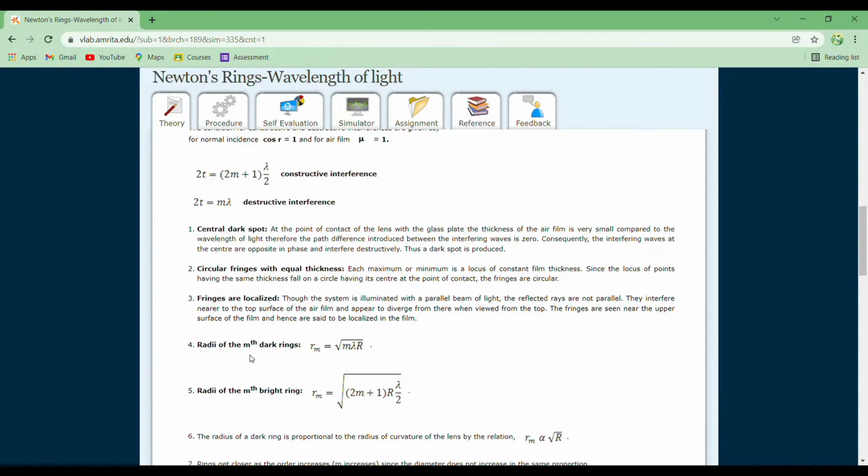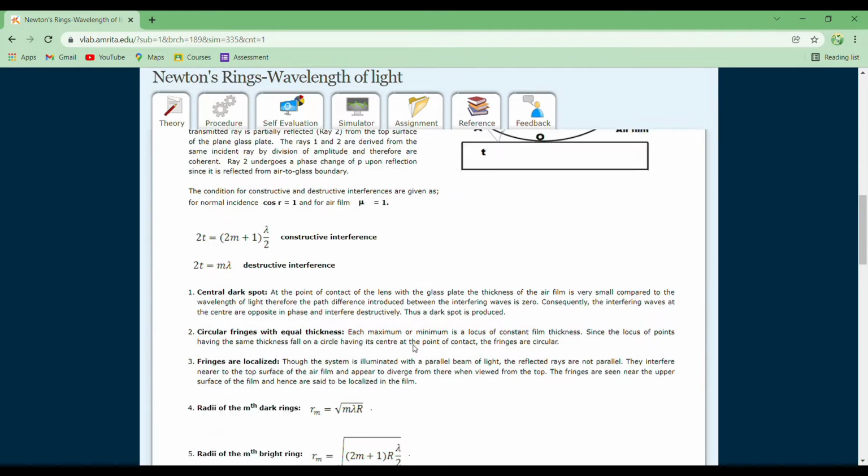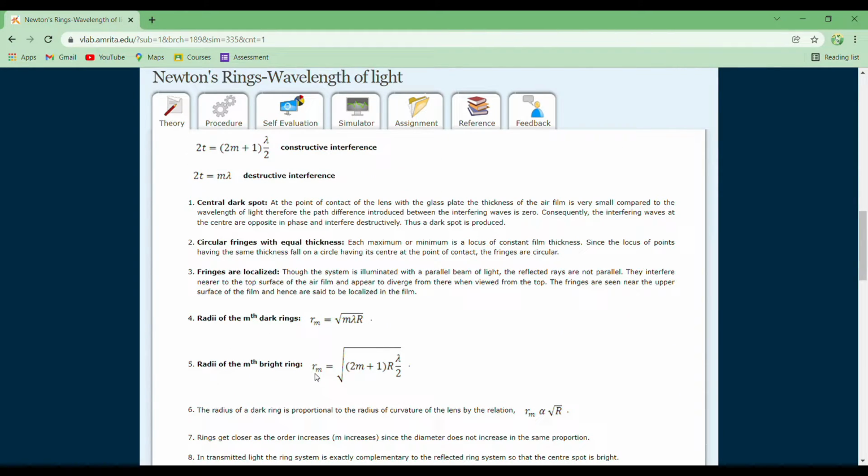This is the radius of the circular dark fringe. We use this formula to calculate it. R_m means the mth order circular dark fringe. The radius of the mth order circular dark fringe is the square root of m lambda R, where lambda is the wavelength of the light and R is the radius of curvature of this plano convex lens. And this is the radius of the mth bright fringe.